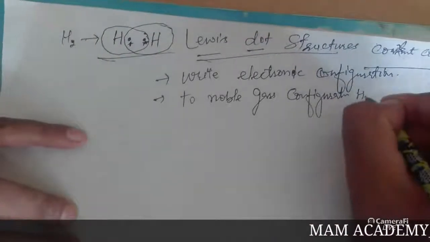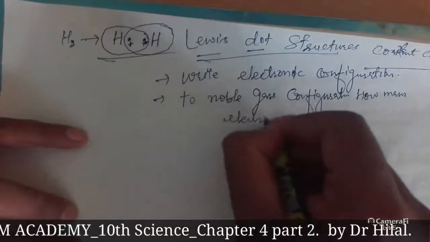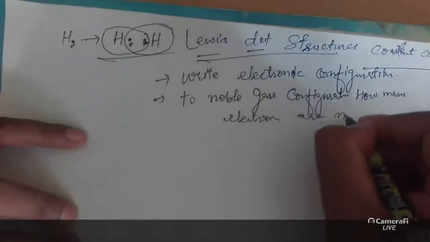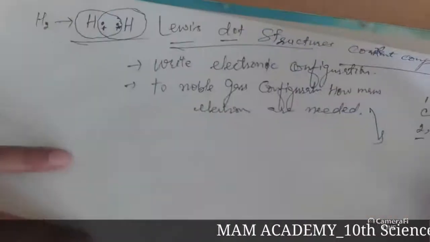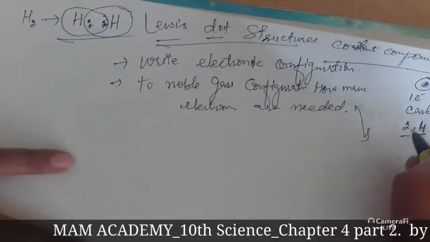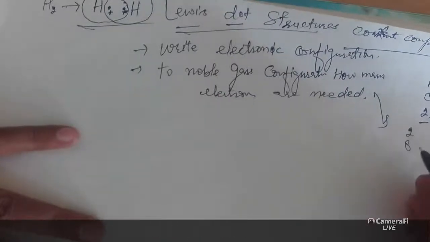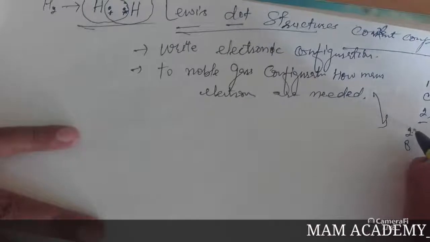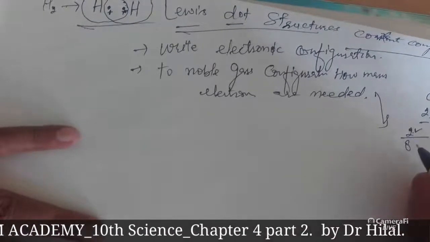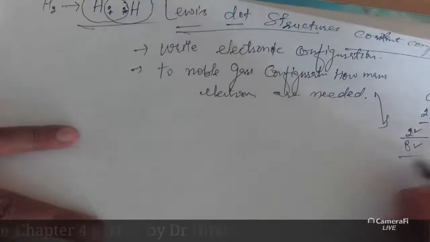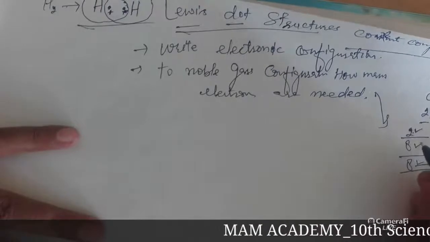How many electrons are needed? So what does it mean? For example, for carbon, the noble gas configuration is like this: either 2 or it should be 8. The outermost shell should have 2 electrons only, as in the case of hydrogen, or it should have 8 electrons in the outermost shell.